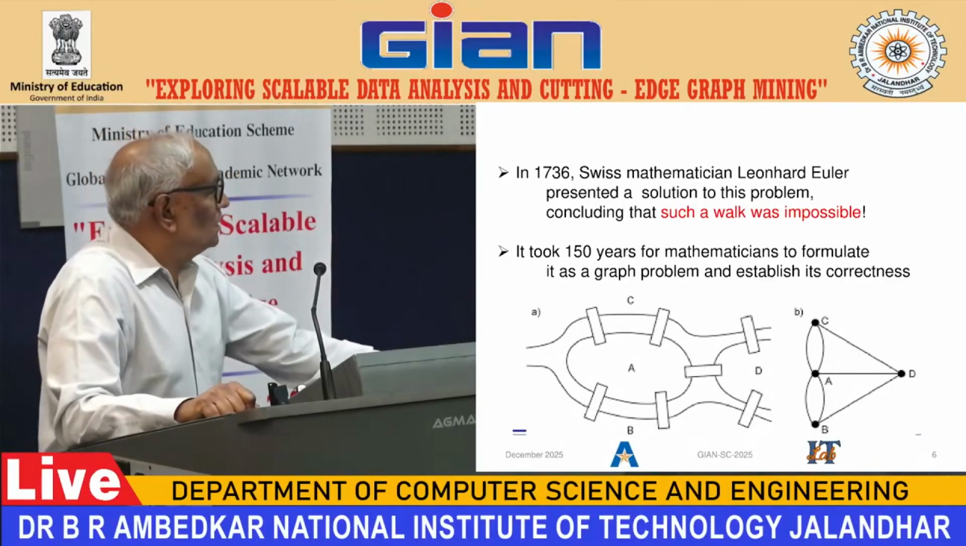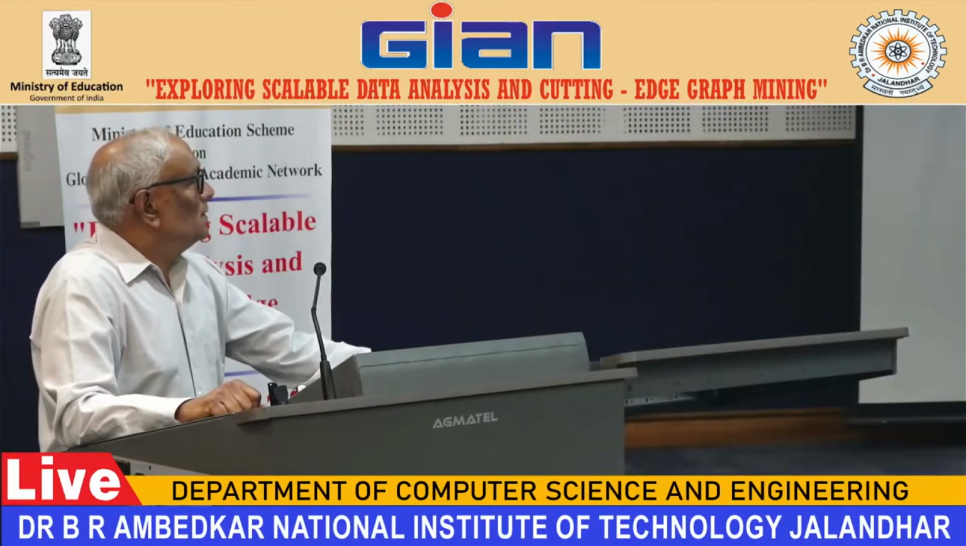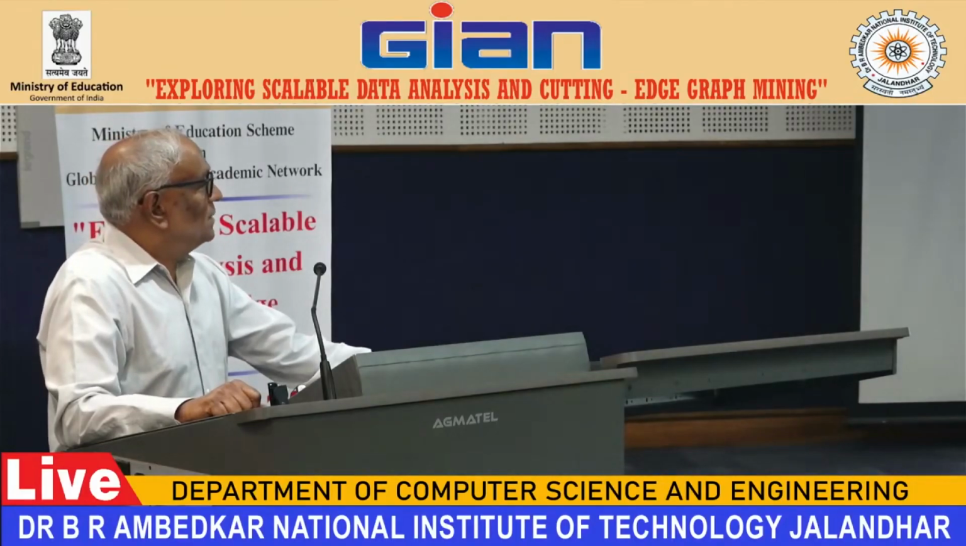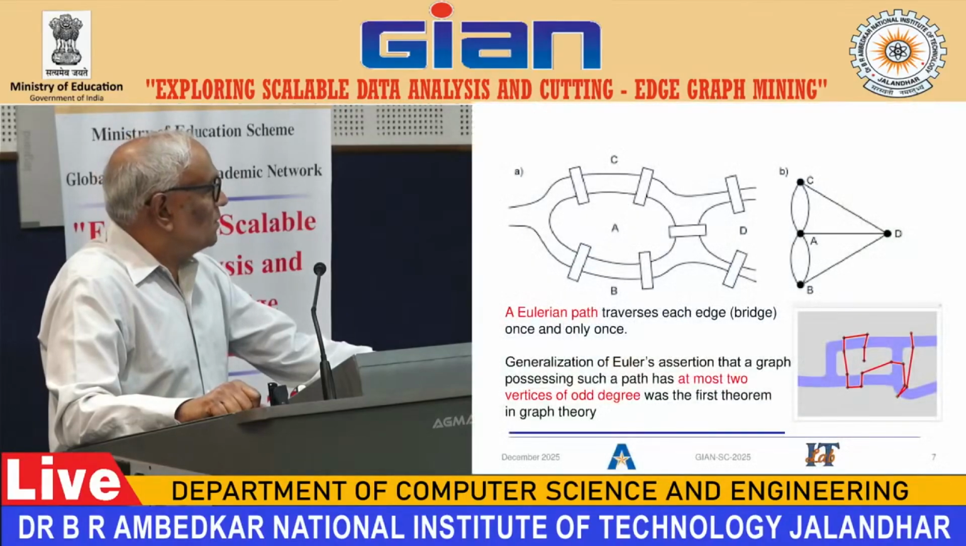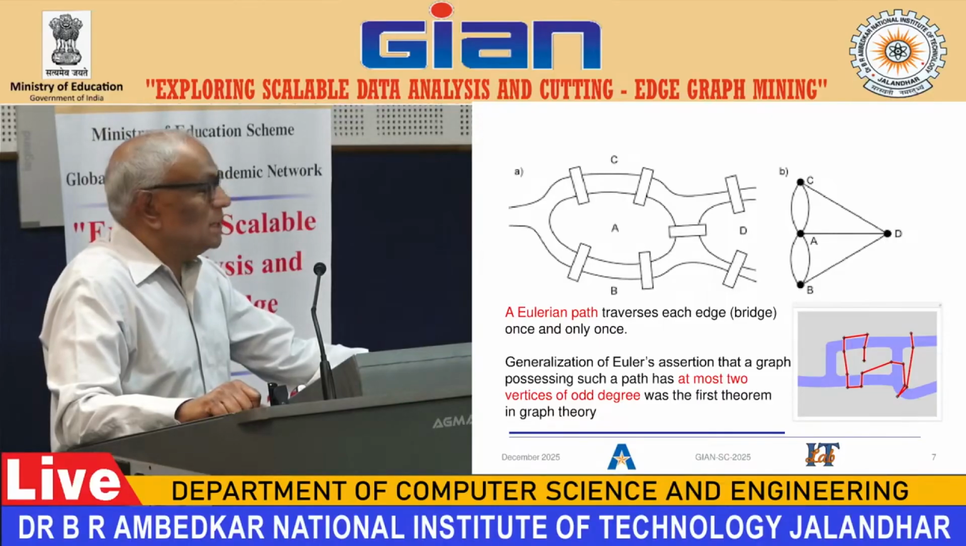This is the guy who came up with the solution, and it is named the Eulerian path, which traverses each edge exactly once. Euler's generalization, that a graph possessing such a path has at most two vertices of odd degree, was the first theorem in graph theory.